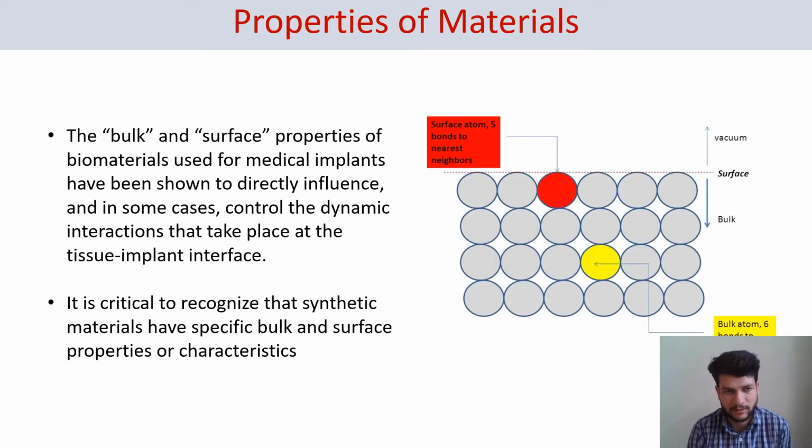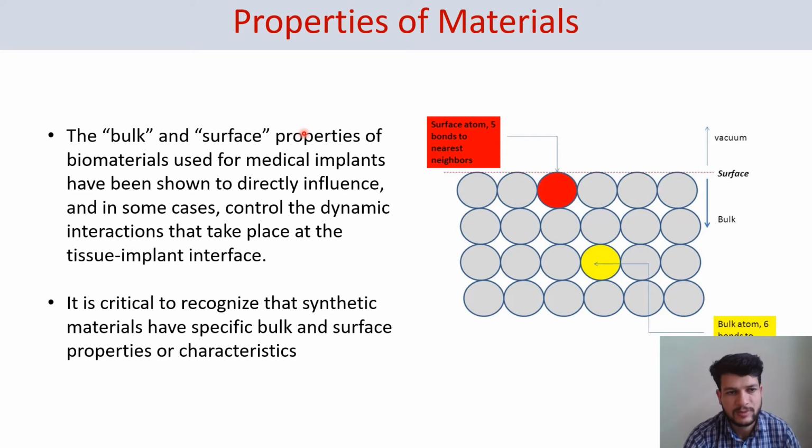Now talking about properties of biomaterial. In each biomaterial, there are two portions, one is the surface portion, one is the bulk portion. So properties that come from the surface atoms are called surface properties, and the properties which are because of the bulk atoms are called bulk properties. Both these surface atoms and bulk atoms have different interaction with outside environment or outside tissue. So surface properties will always be different from these bulk properties in most of the cases.